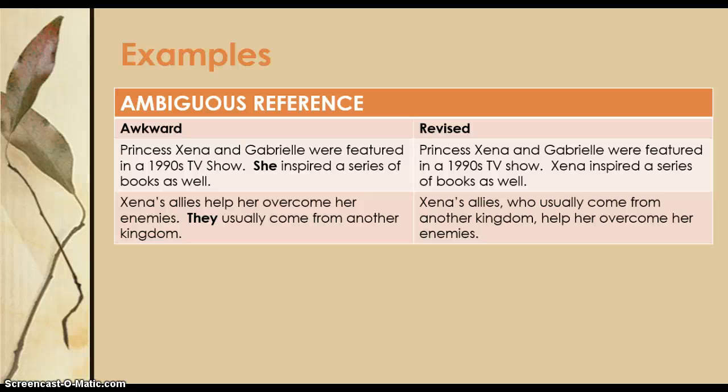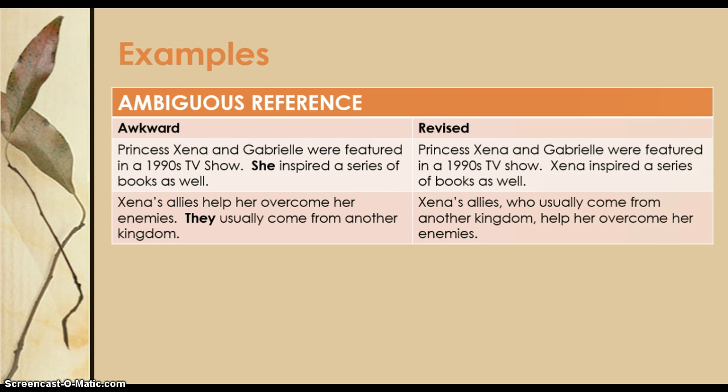Let's look at our second example. Xena's allies help her overcome her enemies. They usually come from another kingdom. So are these they? Does that mean allies or enemies? It's not clear. Could be either one. That's ambiguous. Let's look at the revision. Xena's allies, who usually come from another kingdom, help her overcome her enemies. Now we know who they was referring to. It's all cleared up now.